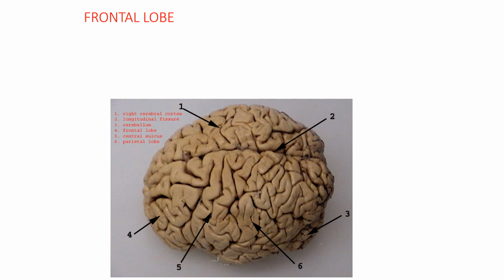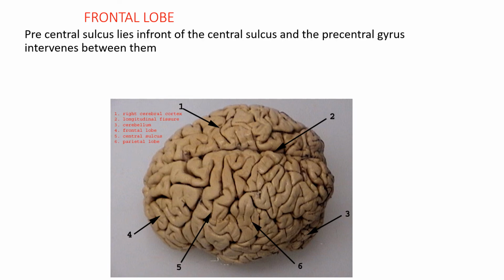We will now learn the sulci and gyri on the 4 lobes of the cerebrum: frontal lobe, parietal lobe, temporal lobe and occipital lobe. The insula we have just covered. We will start with the frontal lobe. The precentral sulcus lies in front of the central sulcus. This is the central sulcus we have learned just now. In front of this we have the precentral sulcus. This is the precentral gyrus, in front of the central sulcus.